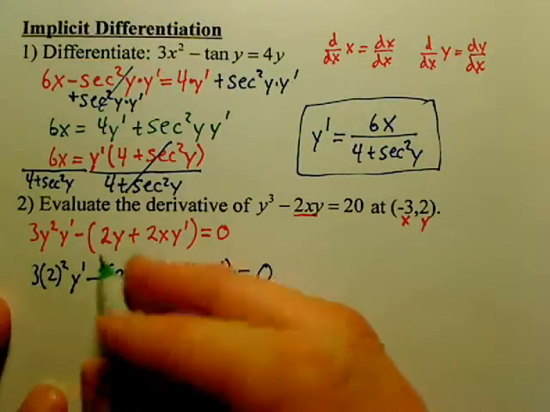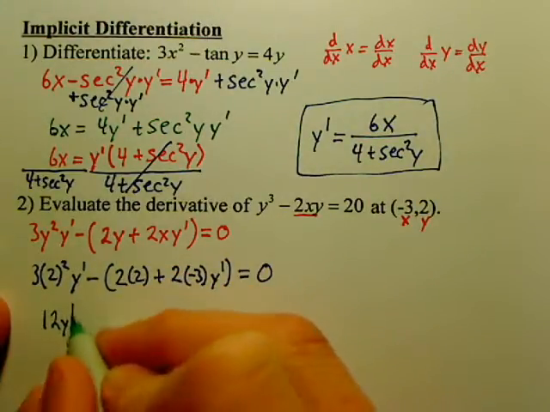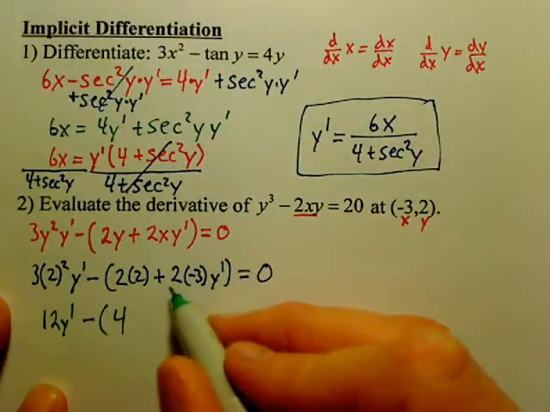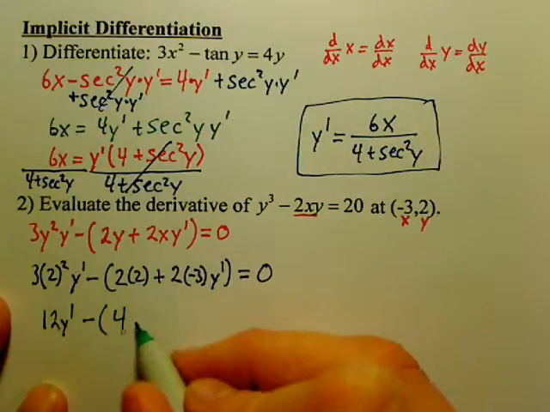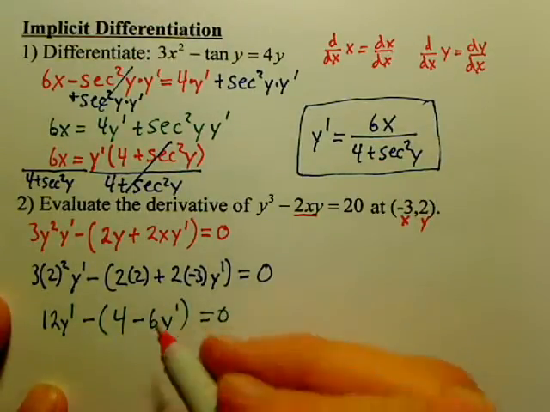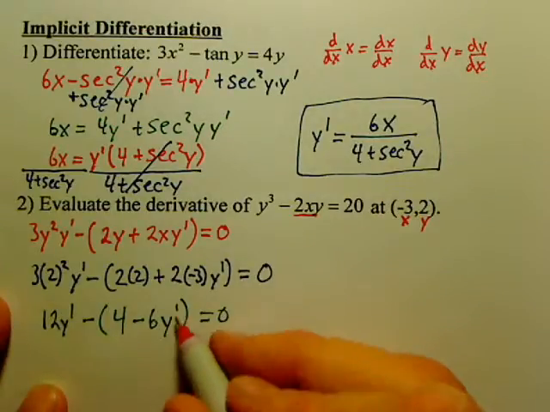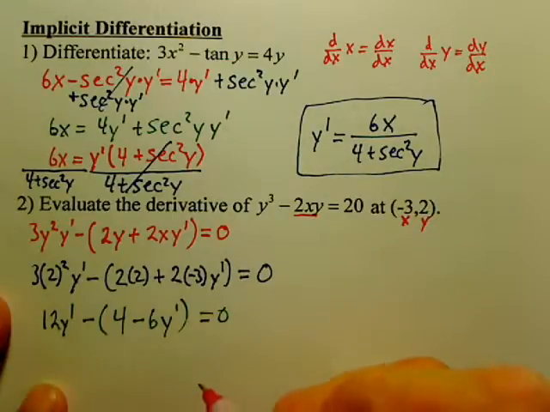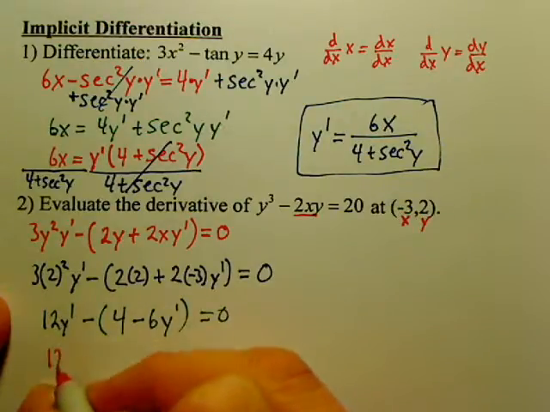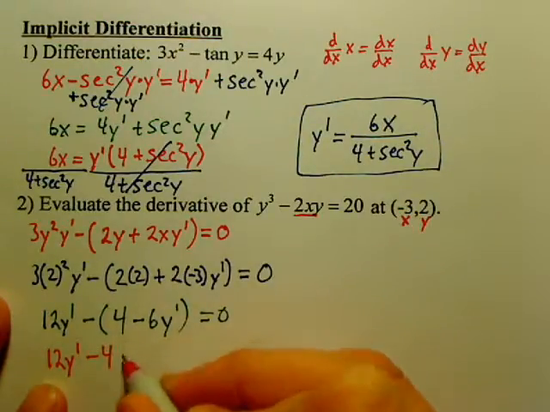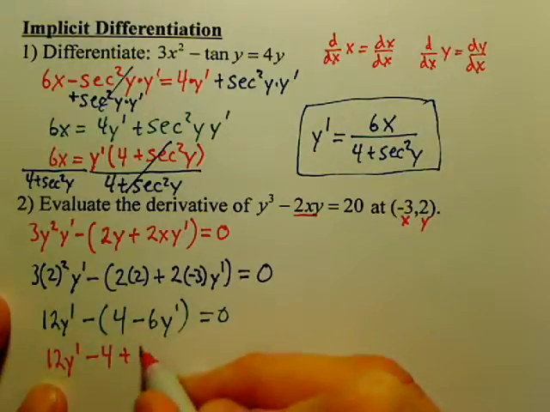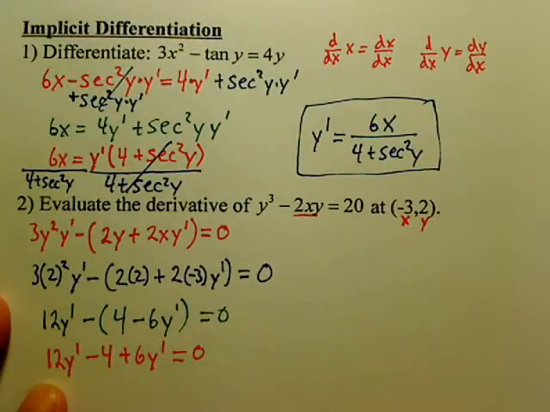What do we get here? That's 4. 3 times 4 is 12 y prime. Okay, that becomes 2 times 2, which is 4. And then 2 times negative 3 is negative 6 y prime equals 0. All right, from there, I want to solve for y prime. So how do we get y prime and solve for it? Well, can I distribute the negative? If I distribute the negative, it looks like I have 12y prime minus 4 plus, because that's minus 4, but be careful, a negative distributes, making that a positive 6y prime equals 0.